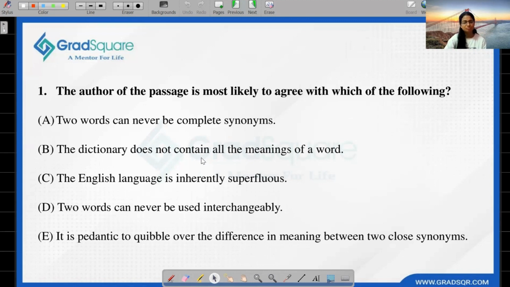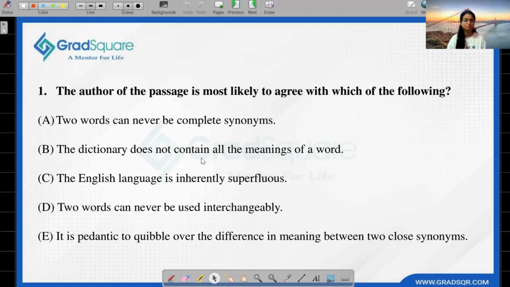Yes, it's convincing, but then let's read the other options as well. Option B: the dictionary does not contain all the meanings of a word. The author never states that the dictionary does not contain all the meanings of a word, right? But he mentions it cannot convey the feelings attached to a word. He didn't mention the dictionary will not contain the meanings of a particular word. So this is out of the box, and we can easily eliminate option B.